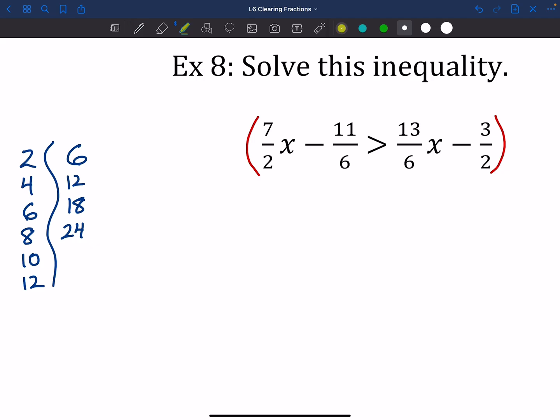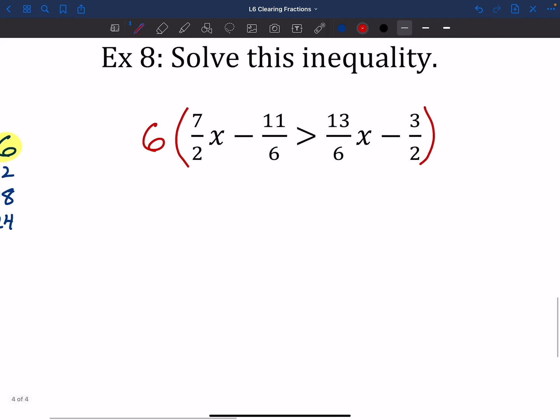So if I'm looking for the smallest thing those have in common, you might be like, oh yeah, it's 12. I'm seeing that 6 is actually the smallest we got, right? So again, if you found 12, that would still work. Don't feel bad about it. There's nothing wrong with using 12. Using 6 might just make our lives a little bit easier. So let's multiply everything by 6.